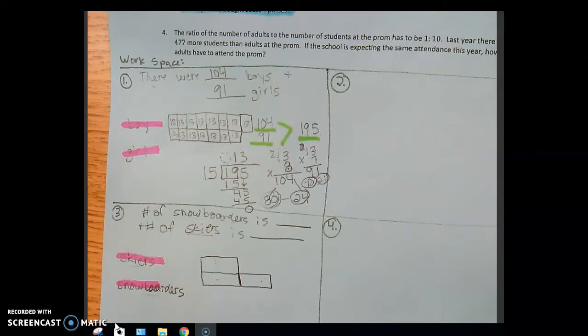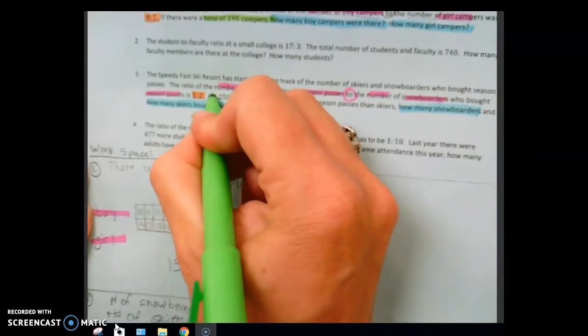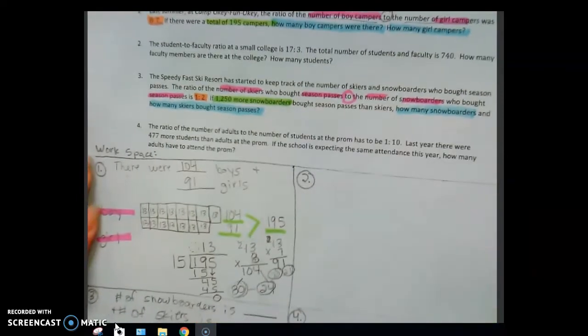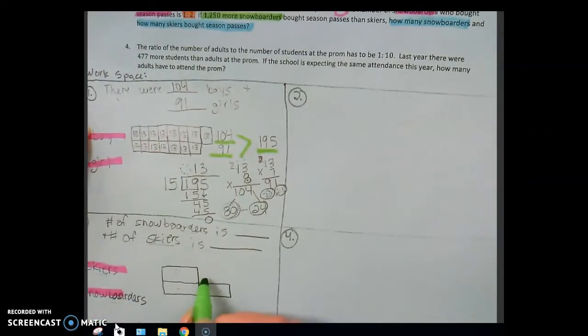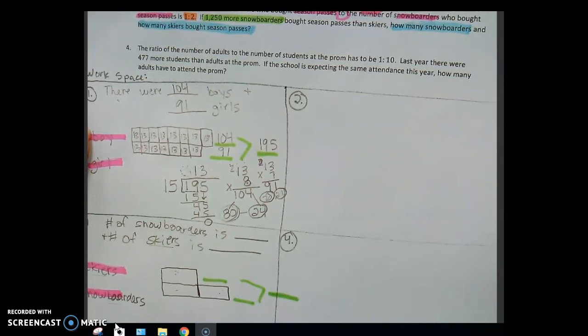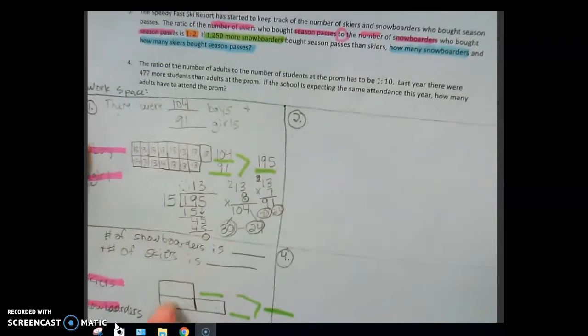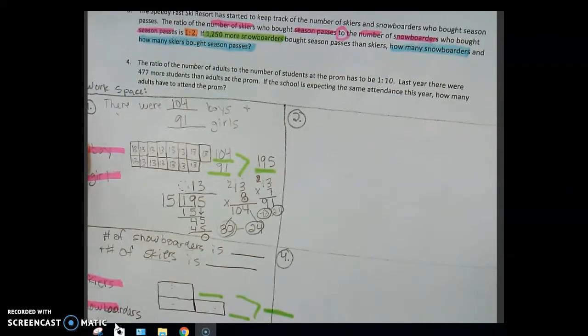Next, I need to find my green information, and this time it's a little different than before. It says 1,250 more snowboarders. So we talked earlier, sometimes the green information is total skiers, sometimes it's snowboarders, sometimes it's total of both of them together. And this time is what we practiced in class, is when it's 1,250 more. So looking at this picture, again, why I love tape diagrams, is it gives you the visual. Where is the part that is more? 1,250 more snowboarders. Well, this little piece right here is the section that's more.